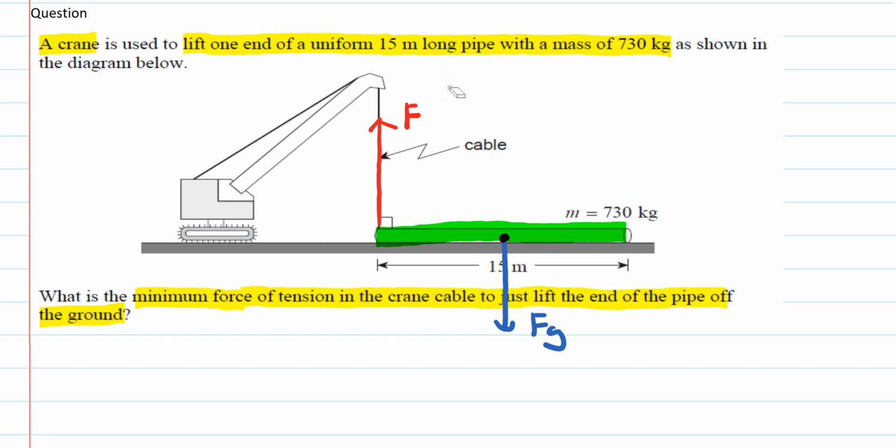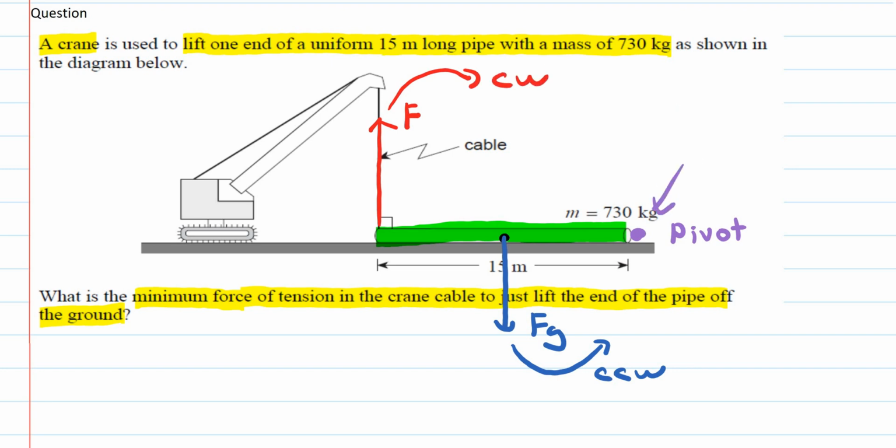So this is a rotational equilibrium problem, and what we're going to do is establish a pivot point. A very good strategy is to put the pivot point at the very far end of your beam. The two forces, the red force and the blue force, are going to rotate around that pivot point. Your force of gravity is going in the counterclockwise direction, and the force in the cable is going in the clockwise direction, because we're referencing this particular point P.